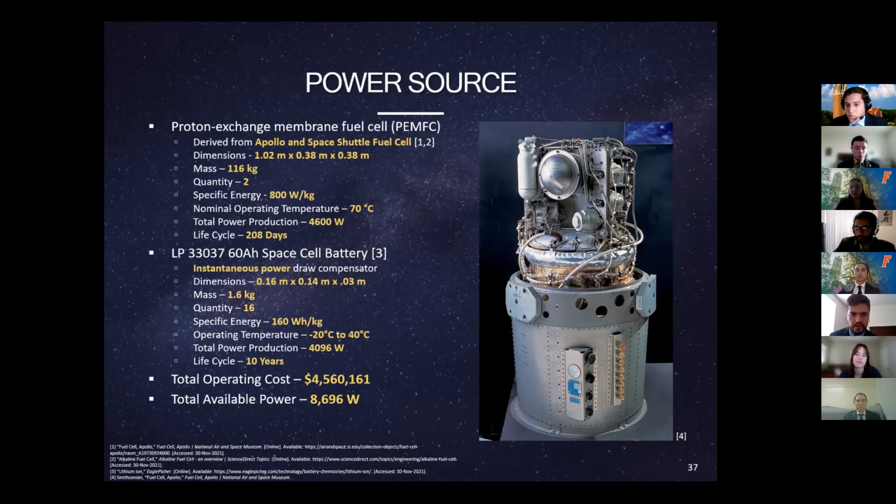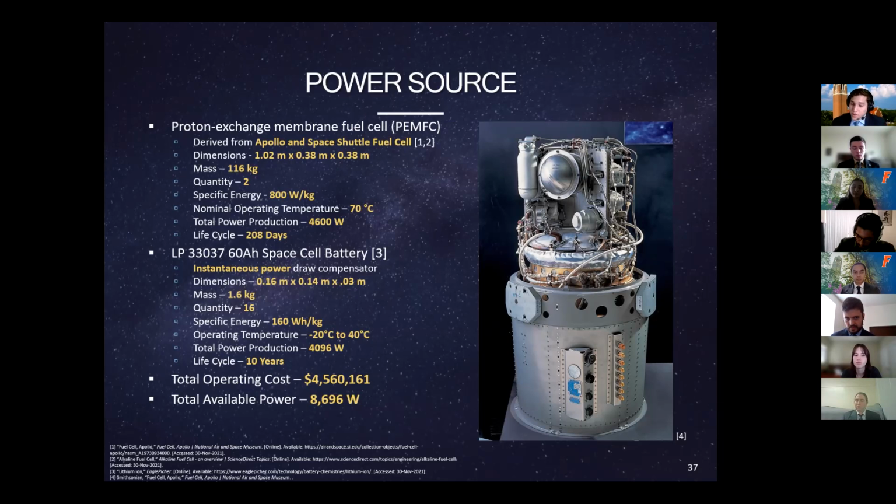The proton exchange membrane fuel cell is derived from the Apollo and Space Shuttle fuel cells. The total power production coming from this fuel cell is 4,600 watts and its life cycle is 208 days. We also use a secondary battery, a lithium ion battery, for instantaneous power for whenever we need it during the mission. The total power production coming from that is 4,096 watts with a life cycle of 10 years.